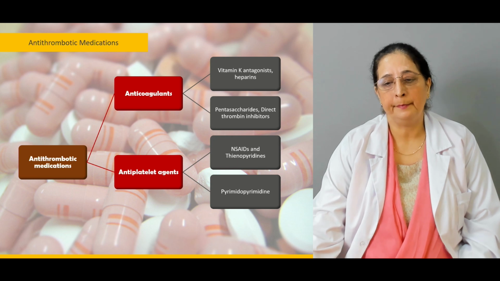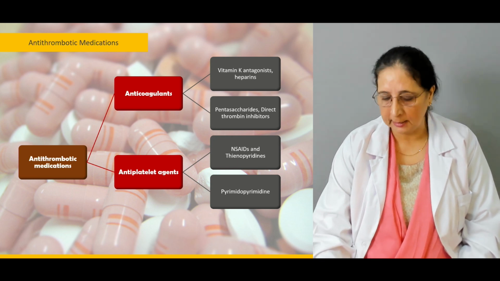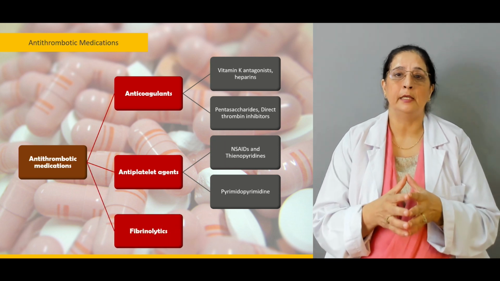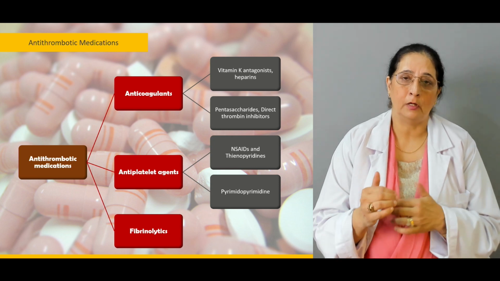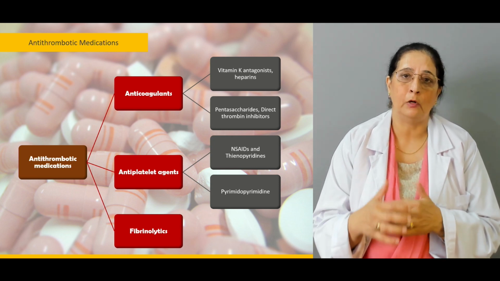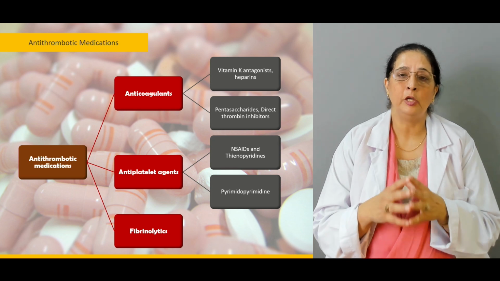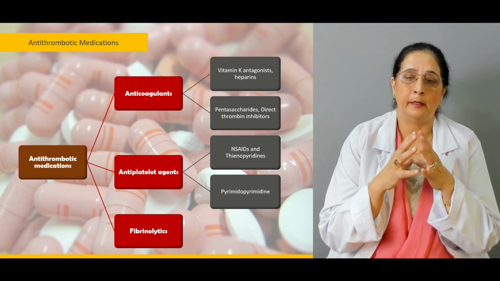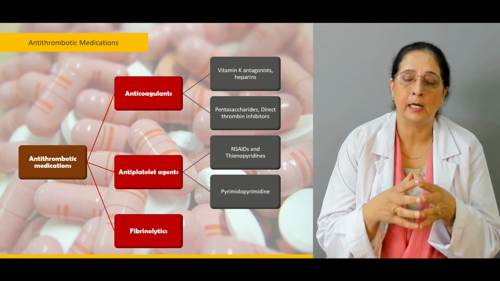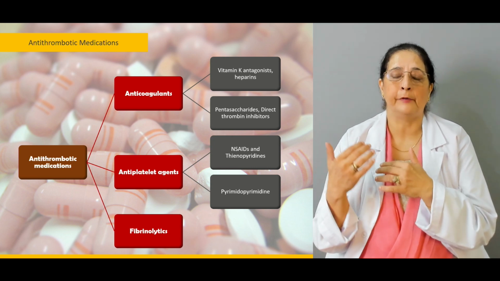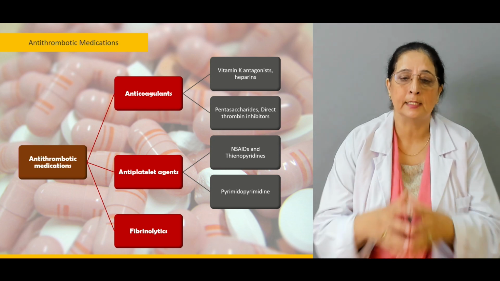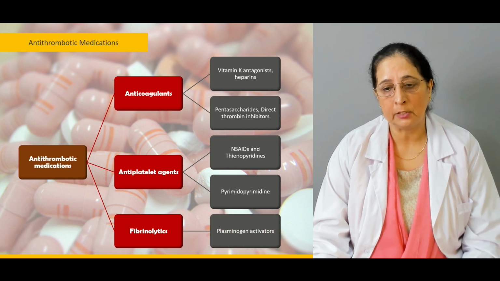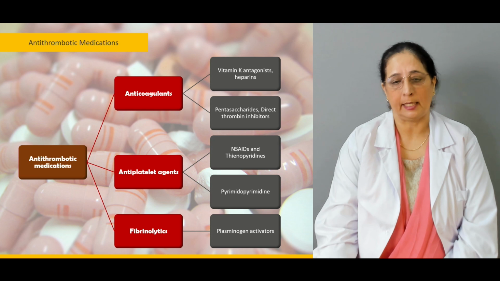Next is pyrimidopyrimidine. These are all the antiplatelet agents. And third group is the fibrinolytics, which cause the breakdown of the fibrin. And now we know that fibrin plays an important role in creating that meshwork or the platelet plug. If that fibrin is not present or there is fibrinolysis, then it can cause the acute bleeding. So these are the plasminogen activators.